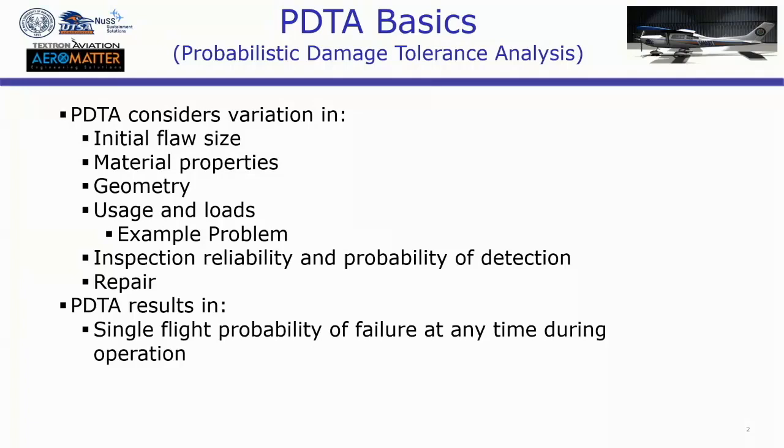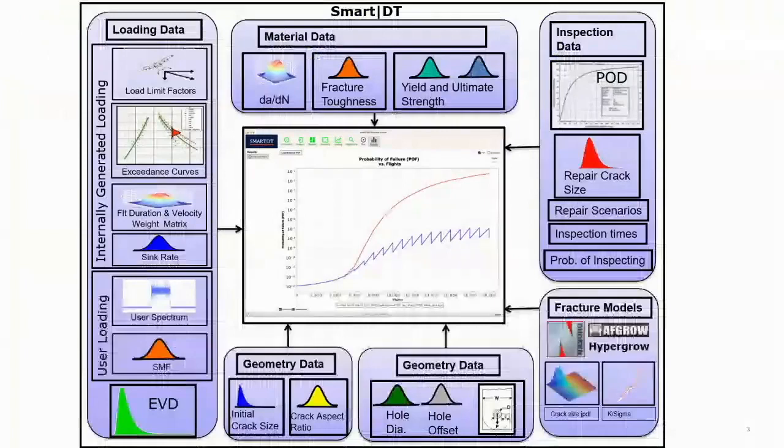We have the repair. As I mentioned, when we detect a crack, we always, in the analysis, go and repair that one. And the main result that we get is the single flight probability of failure at any time during the operation, okay? Harry already went through this one.